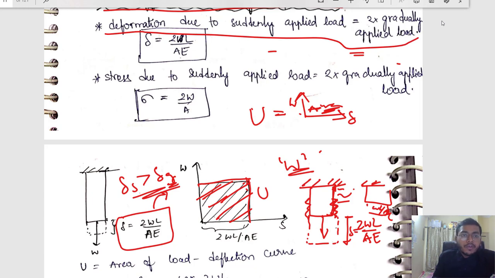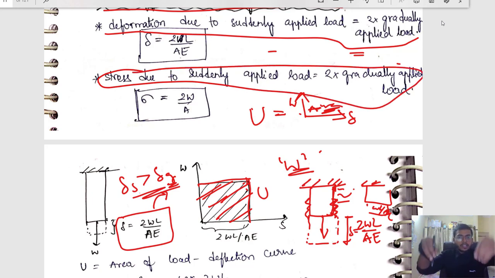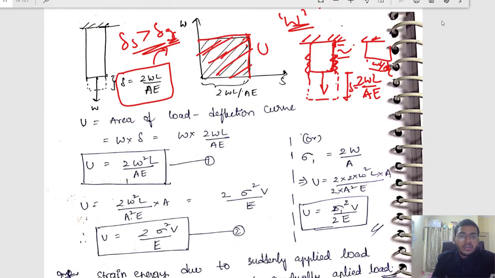Similar to the deformation, the stresses due to suddenly applied load will be twice that of the gradually applied load, at that instant of time when you apply all the load at once. Done. So let us derive the strain energy. It is nothing but the area of the load-deflection curve. By now you are perfect in this, so no need to calculate again.